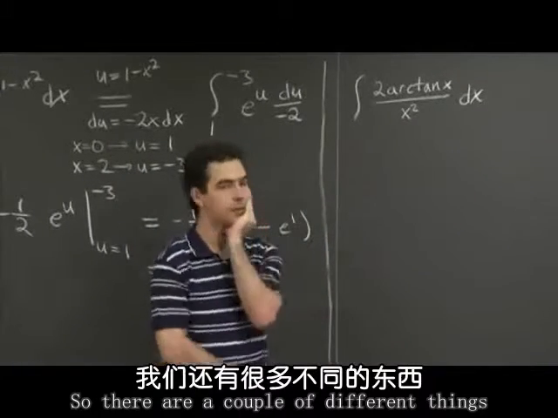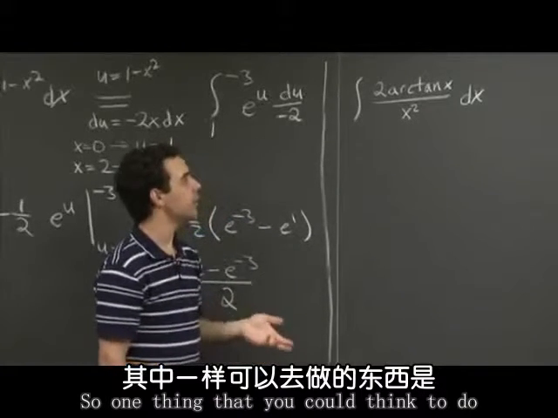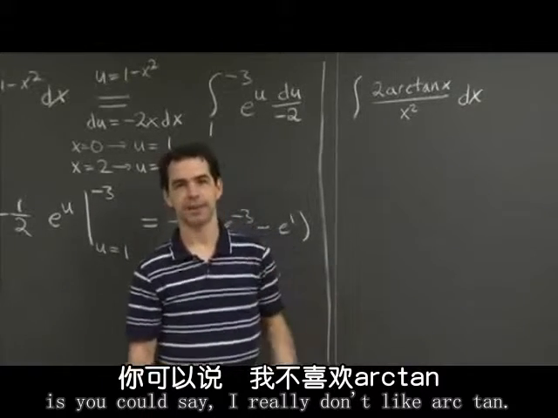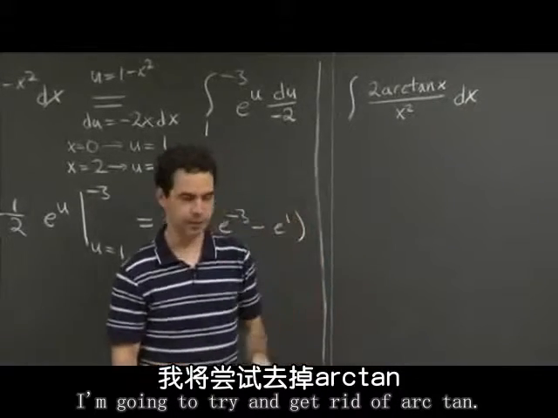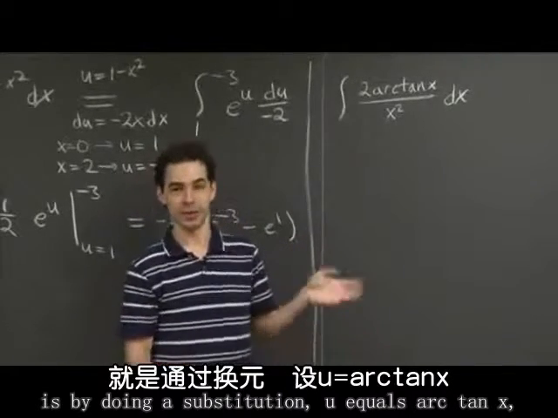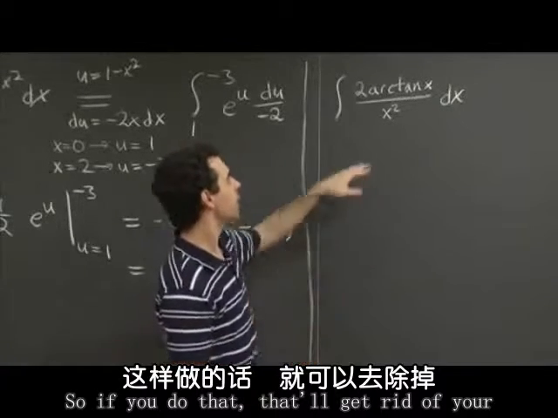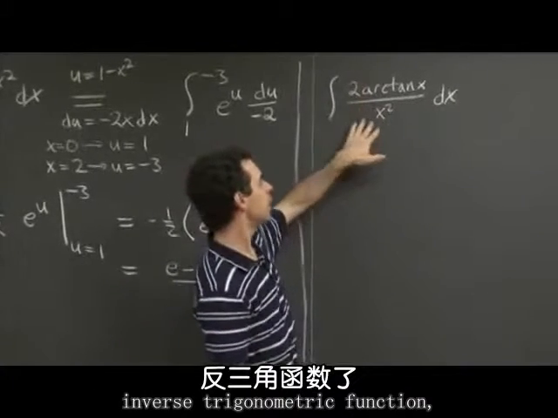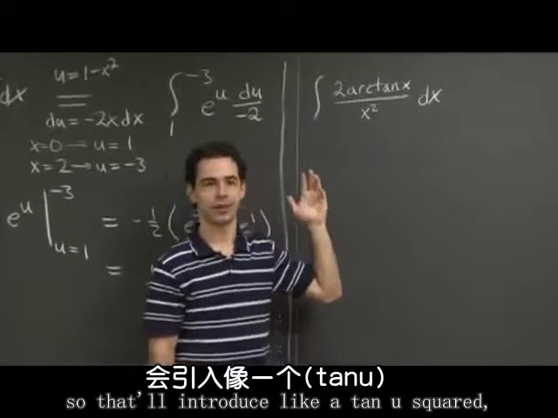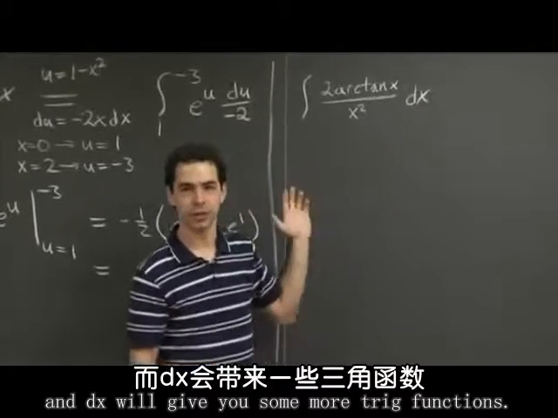So there are a couple of different things we could think to do. One thing that you could think to do is you could say, I really don't like arctan. I'm going to try and get rid of arctan. And the way I'm going to get rid of arctan is by doing a substitution u equals arctan x, or x equals tan u. So if you do that, that'll get rid of your inverse trigonometric function, but it'll introduce in the bottom, you have this x squared, so that'll introduce like a tan u squared, and dx will give you some more trig functions.